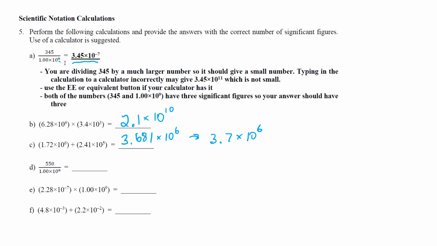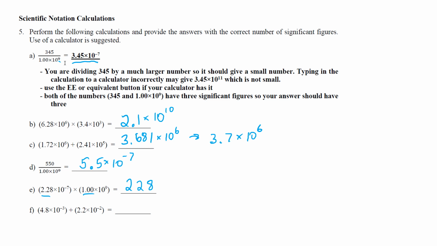550 divided by 1 times 10 to the 9th, I get 5.5 times 10 to the negative 7. 2.28 times 10 to the negative 7 times 1 times 10 to the 9th, I get 228. This has 3 sig figs, this has 3 sig figs, so my answer has 3 sig figs.